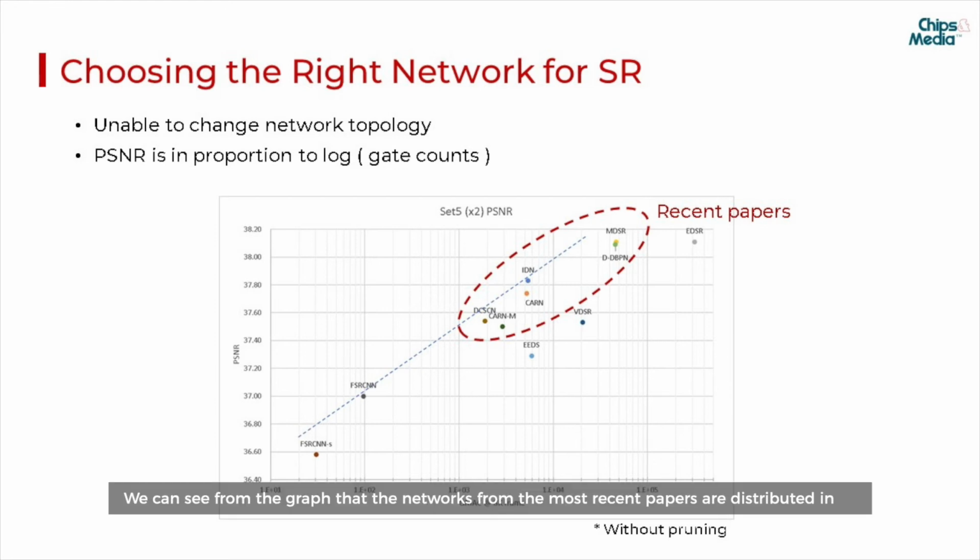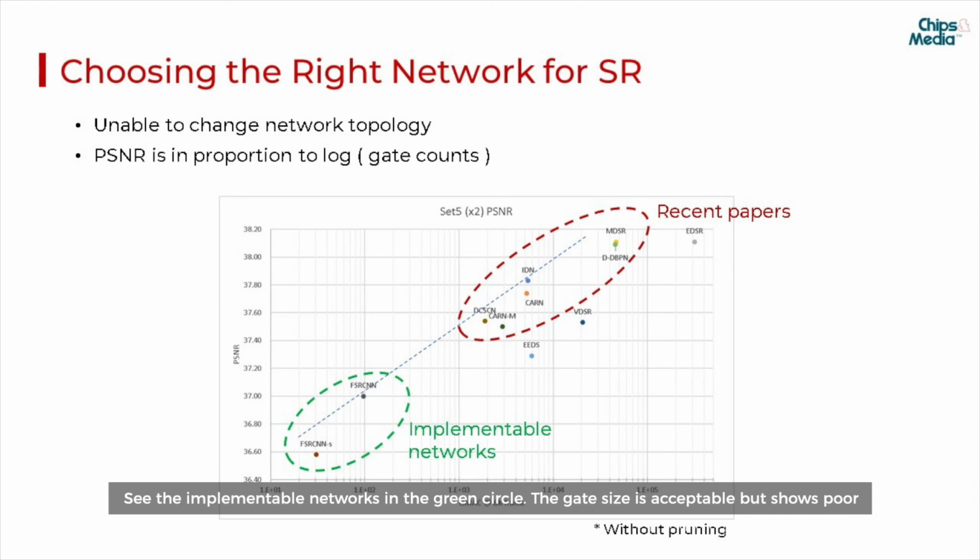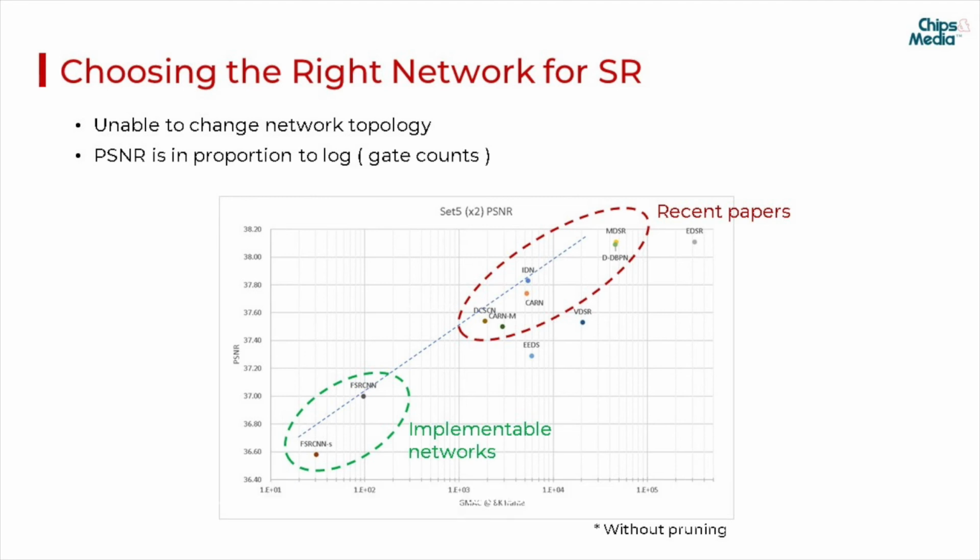We can see from the graph that the network from the most recent papers are distributed in the red circle. Each network shows outstanding image quality, but the gate size is unimplementable in a real chip. For example, the estimated gate size of EDSR is over 50 billion gates. See the implementable network in the green circle. The gate size is acceptable, but shows poor image quality. That's why it is very important to choose the proper network selectively.